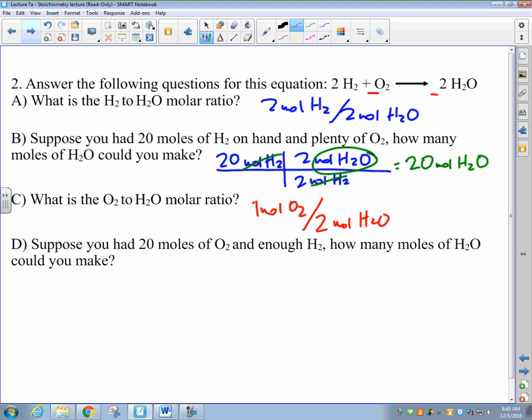Now, given this ratio, I'm going to ask you the exact same question we just went through. If you have 20 moles of oxygen and plenty of excess hydrogen, how many moles of water can you make? So again, setting up a monorail. Very good. This time we're starting with 20 moles of O2. And before we even set up the monorail here, folks, tell me, what should the answer be?